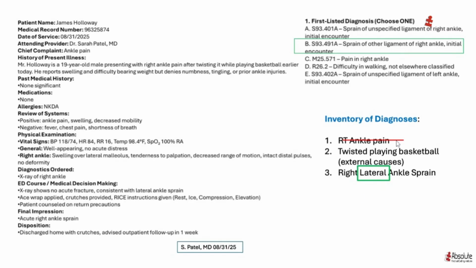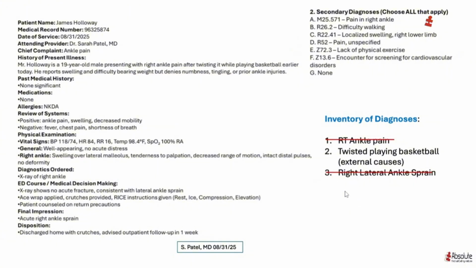And also, I'm going to eliminate right ankle pain because right ankle pain is integral to the right ankle sprain. And also, I'm going to document that this patient has a twisted ankle playing basketball, in the event that when we grab our secondary diagnoses, we have it here. Now I'm going to move on to the secondary diagnoses, and the right ankle sprain is our answer. That's our first listed code. All right, so that leaves us with the twisted playing basketball.